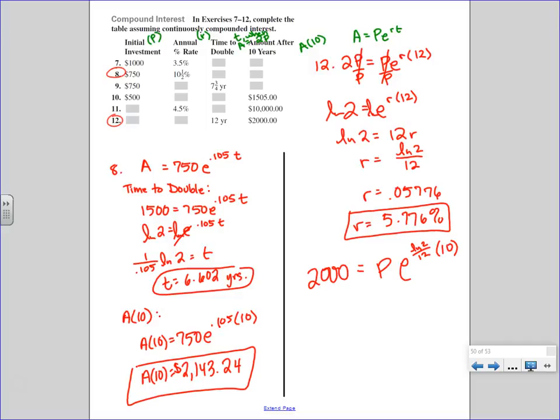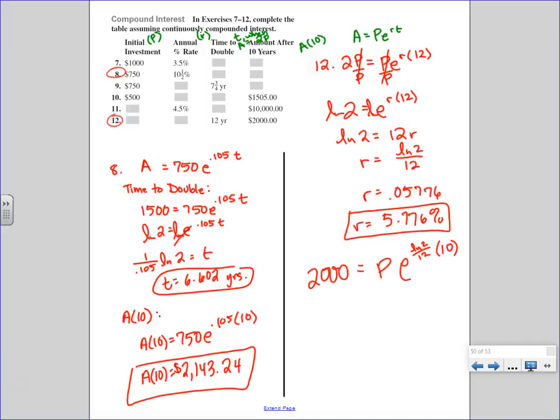But you see how it was a little bit trickier? Because in the very first one, we didn't have anybody. Well, we kind of did. We had to start plugging stuff in. Why do you think I used ln of 2 over 12 instead of 5.776%? It'll be more accurate, less error, because no rounding. Great.